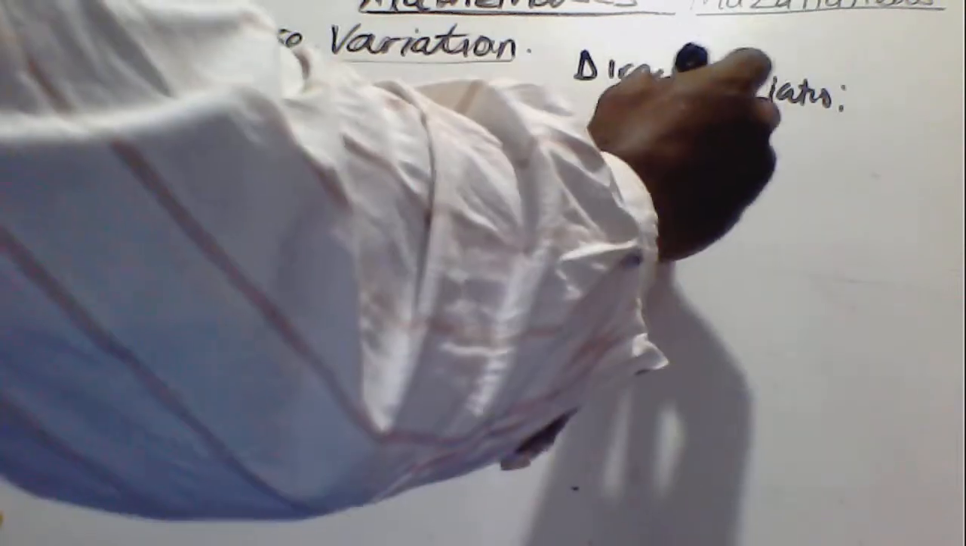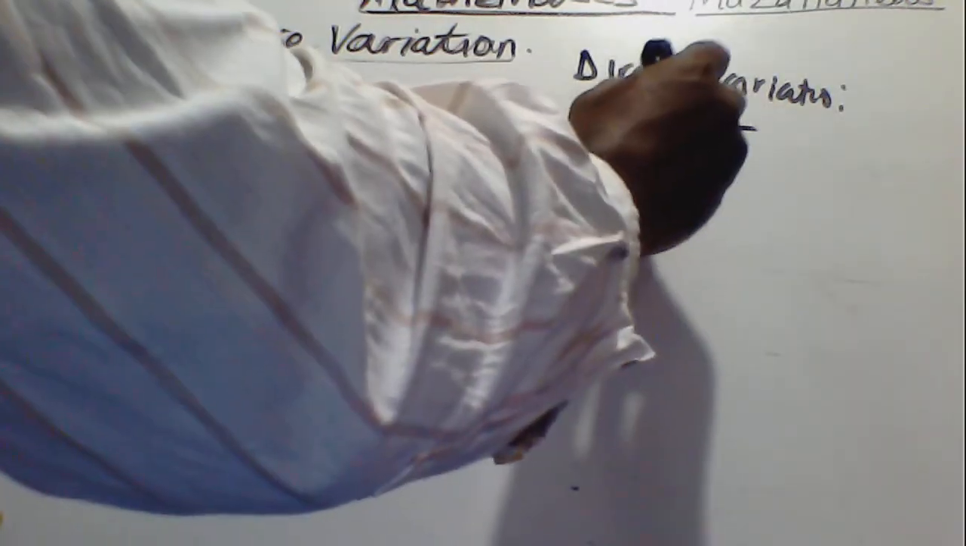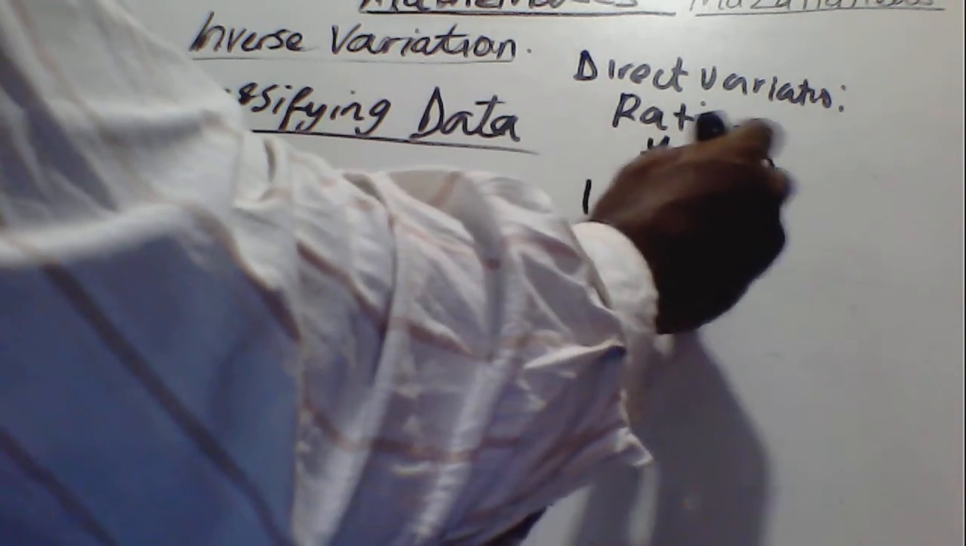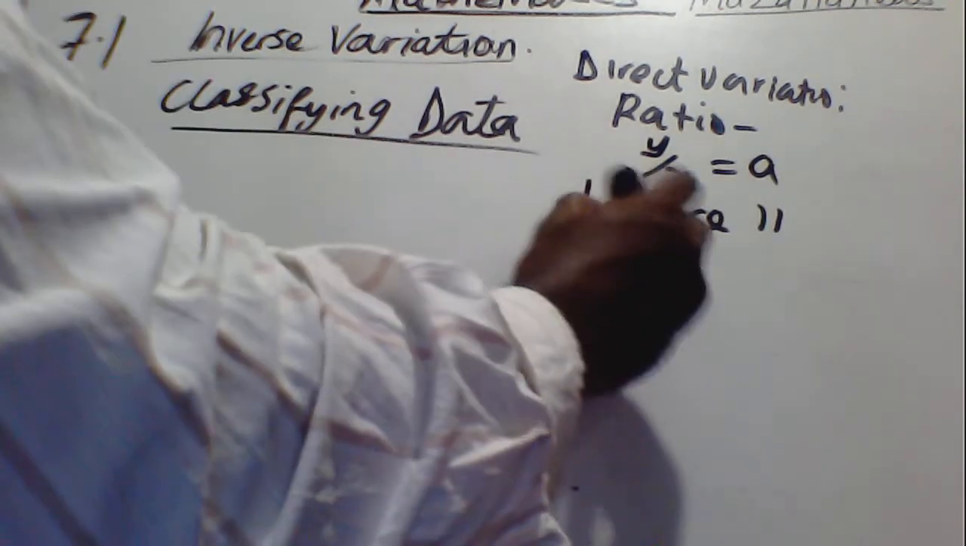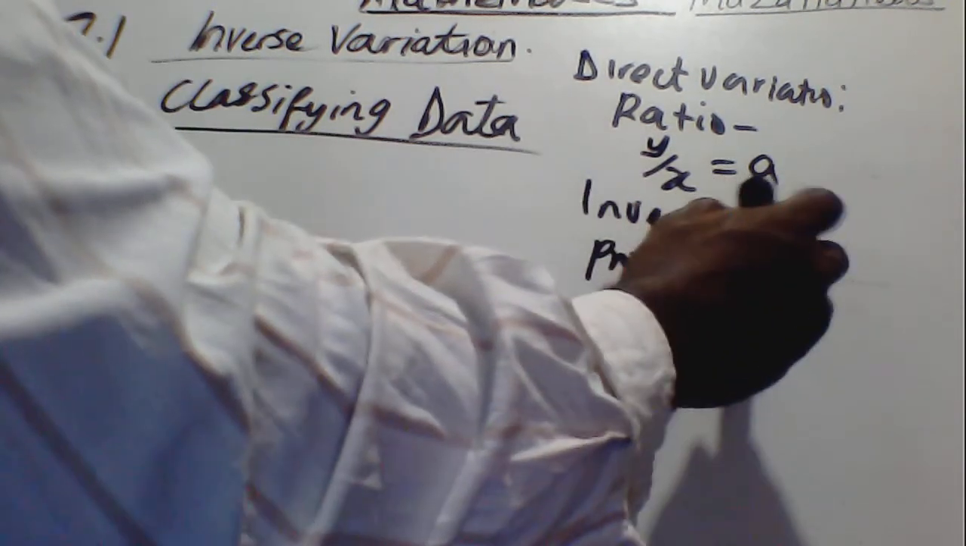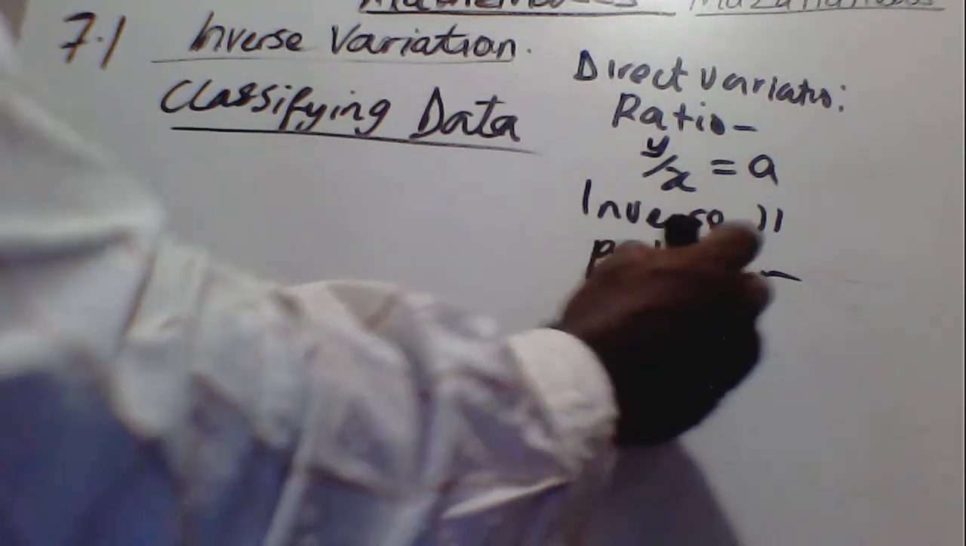So let me put it here. Direct variation: we have that the ratio, that is, y over x is equal to a. Then inverse variation, the product, that is, xy is equal to a. So you have to know this.